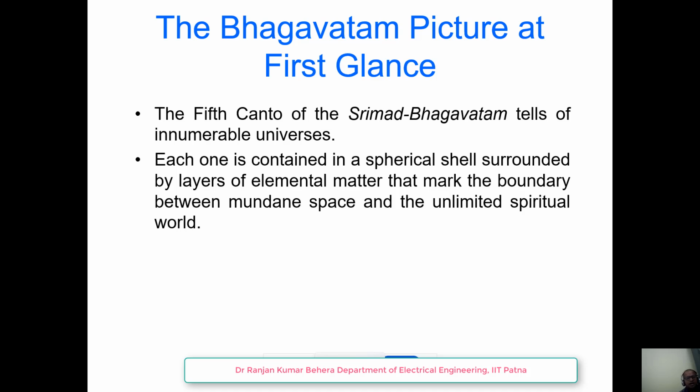So the fifth canto of Bhagavatam tells that innumerable universes exist, and each one is a spherical cell surrounded by layers of elements, matter, that marks the boundary between mundane space and unlimited spiritual space. In the Oriya Bhagavatam it says Brahmanda malo malo. Malo malo means there are a lot of universes floating in the sky, and there are two boundaries. One is the material universe, another is the spiritual universe, one depending on matter, and the other on antimatter.